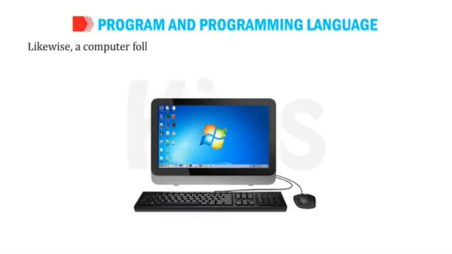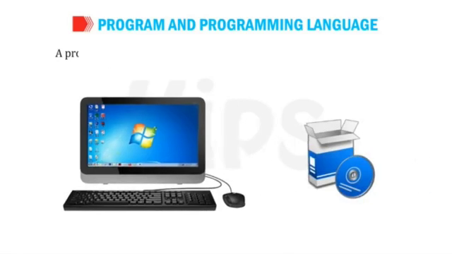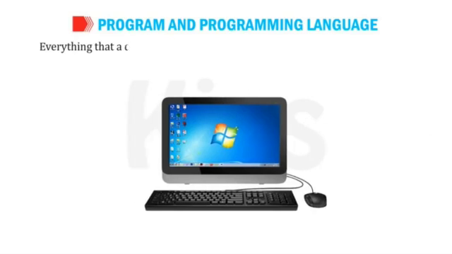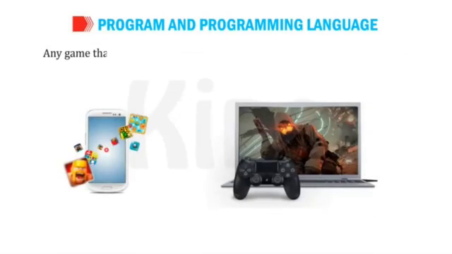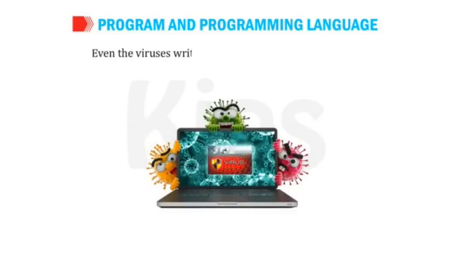Program and programming language. Likewise, our computer follows step-wise instructions to complete any task, which is known as a computer program. A program is also called software, which tells the computer what to do. Everything that the computer does, from starting up to shutting down, is done by a computer program. Any game that you play on your phone or computer is nothing but a computer program. Even the viruses written for computers are programs.